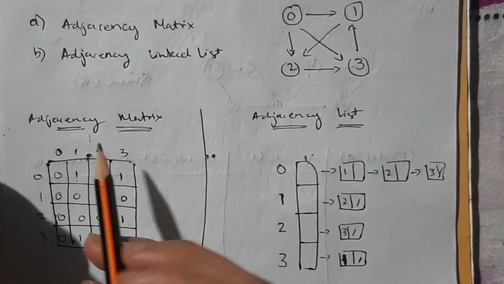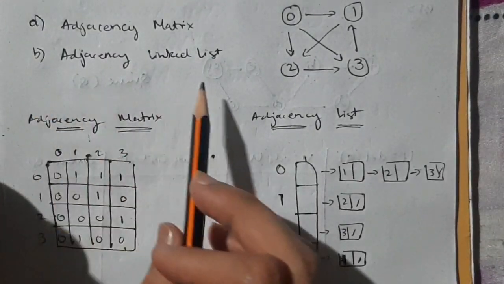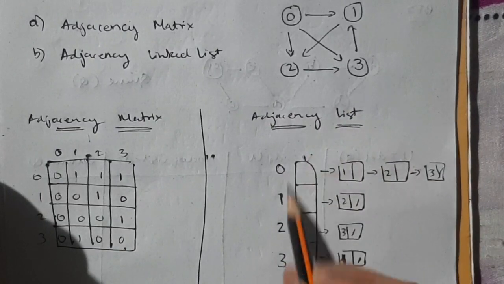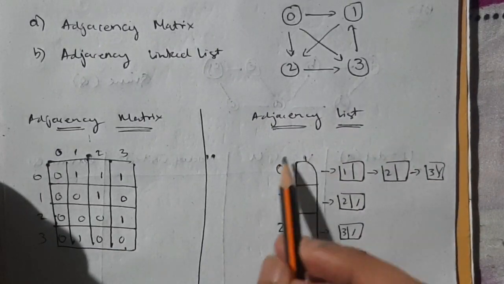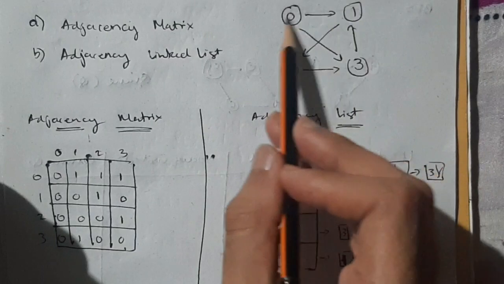And the second representation is the adjacency linked list. In that, you will create a list here: 0, 1, 2, 3. Now 0 has which all connections: 1, 3, 2.